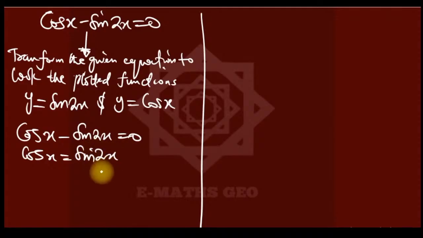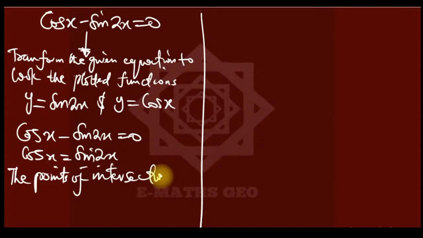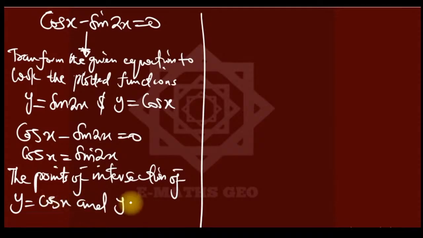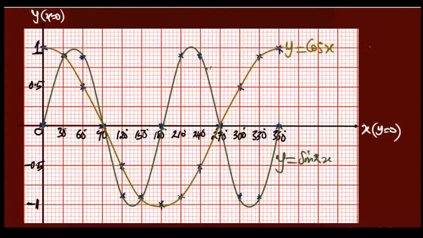And what's the meaning of this? This means the point of intersection, maybe we have more than one point, so the points of intersection of the two graph function, that is y equal to cos x and y equal to sine 2x. So that should be the answer. So we'll go over to the graph and locate the point of intersection.